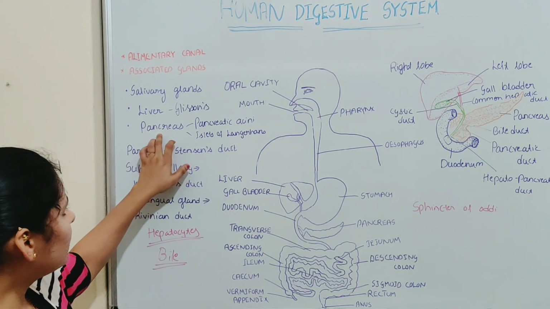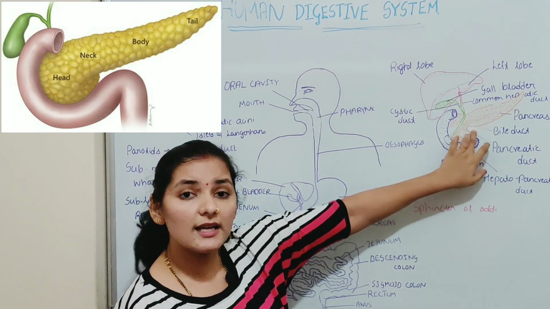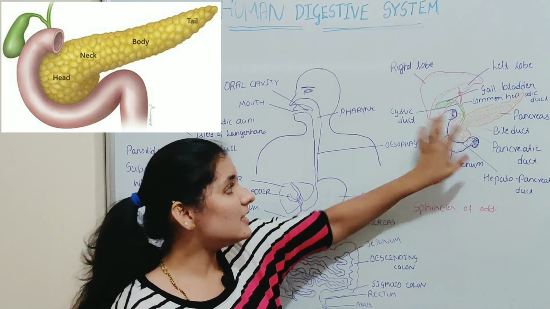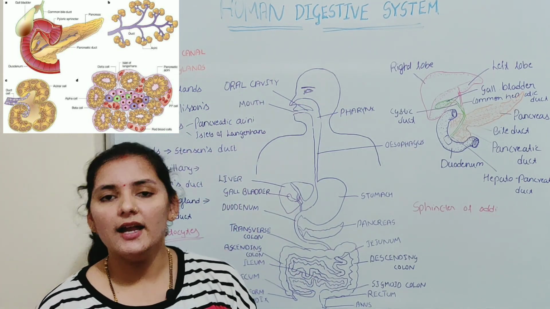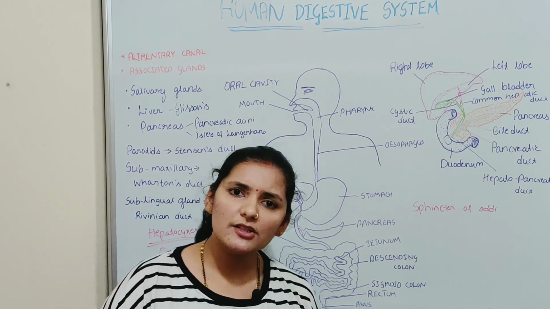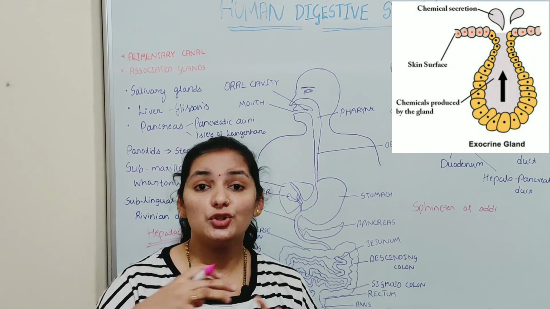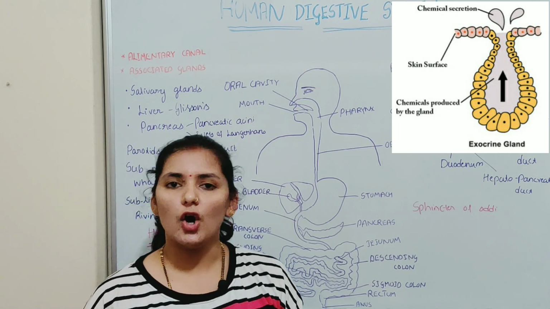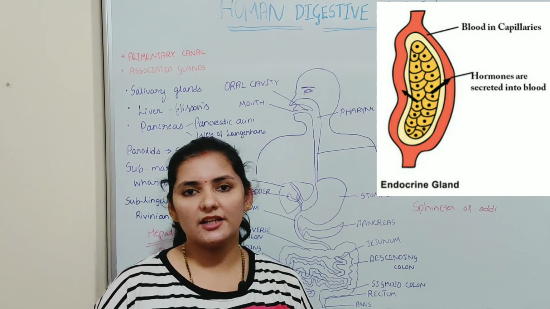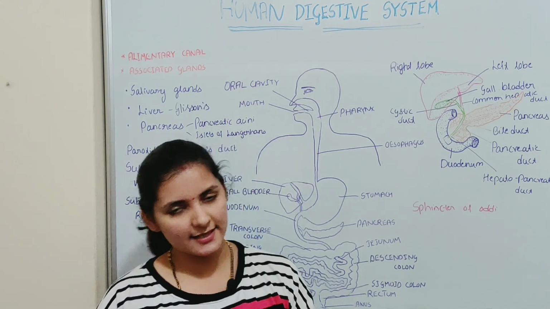We'll discuss the third digestive gland, that is pancreas. As you can see in this diagram, pancreas is a carrot-shaped organ which is present in the loop of the duodenum. This pancreas is a heterocrine gland. Heterocrine means having both exocrine as well as endocrine portions. What do you mean by exocrine and endocrine portion? Exocrine is a part which secretes a secretion through a duct on the surface of the body or into the target site, whereas the endocrine portion is a part which secretes a secretion directly into the bloodstream. So this pancreas has both exocrine as well as endocrine parts.